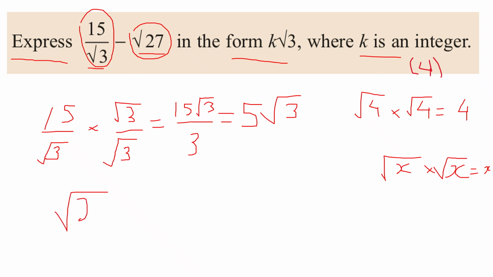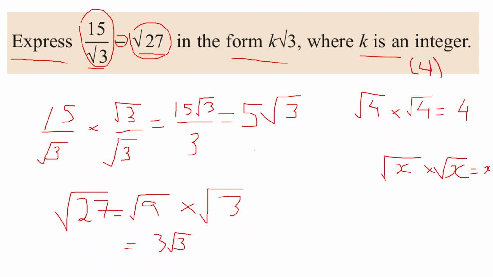Root 27 can be written as the square root of 9 times the square root of 3, so root 9 times root 3. Why have I picked it? Because 9 is a square number, so I can square root that and get a whole number, an integer. The square root of 9 is just 3. So you have 3 times root 3, which is 3 lots of root 3, so 3 root 3.